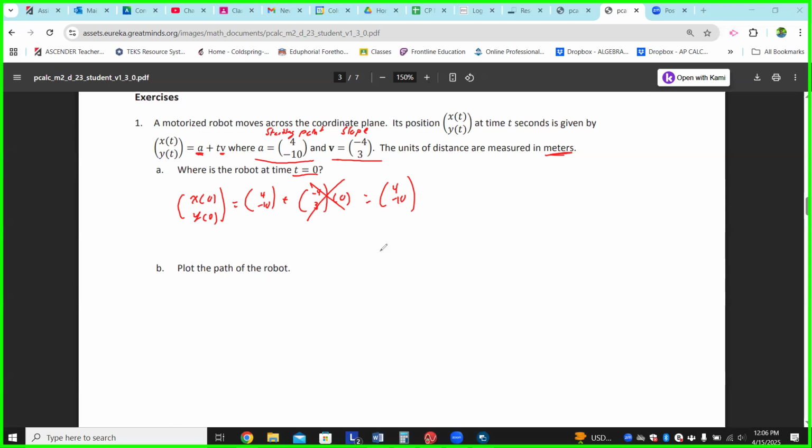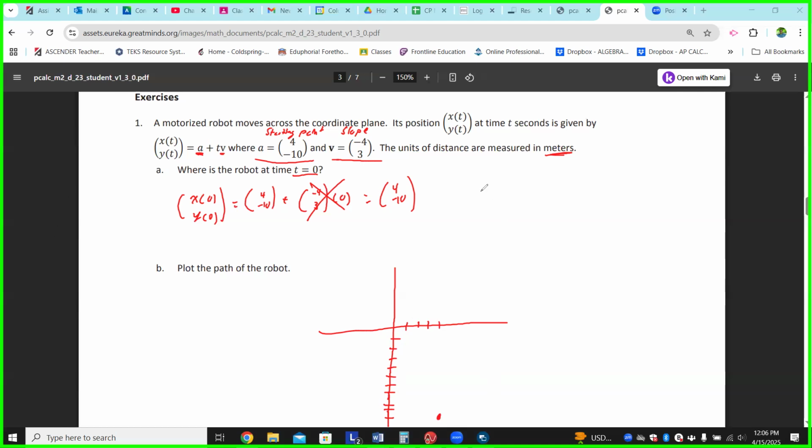All right, part B just simply wants to plot this path. So again, we now know where the robot is. Robot starts at 4, negative 10. So 1, 2, 3, 4, and 1, 2, 3, 4, 5, 6, 7, 8, 9, 10. Give or take right here. All right. How do I find where the robot is after 1 second? Okay, let's do that.